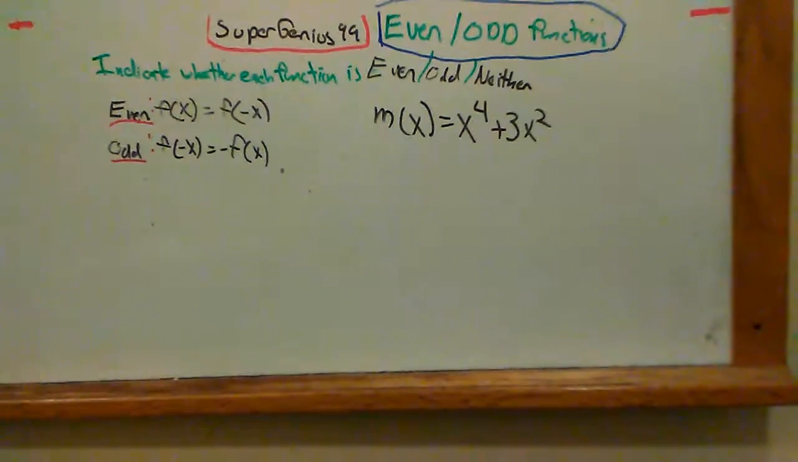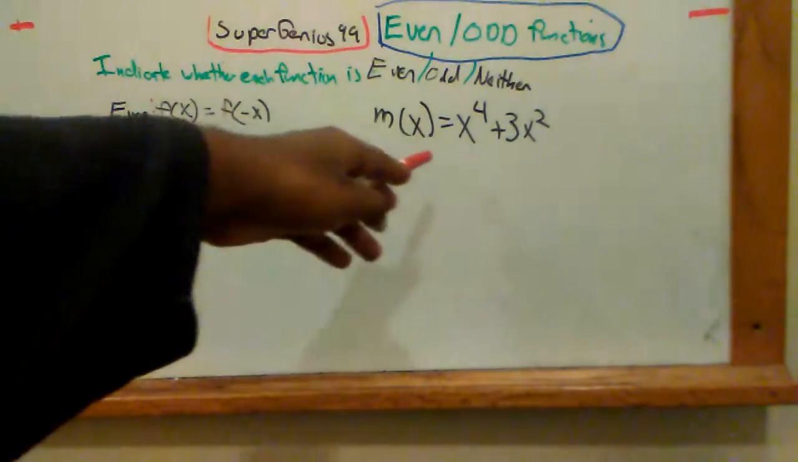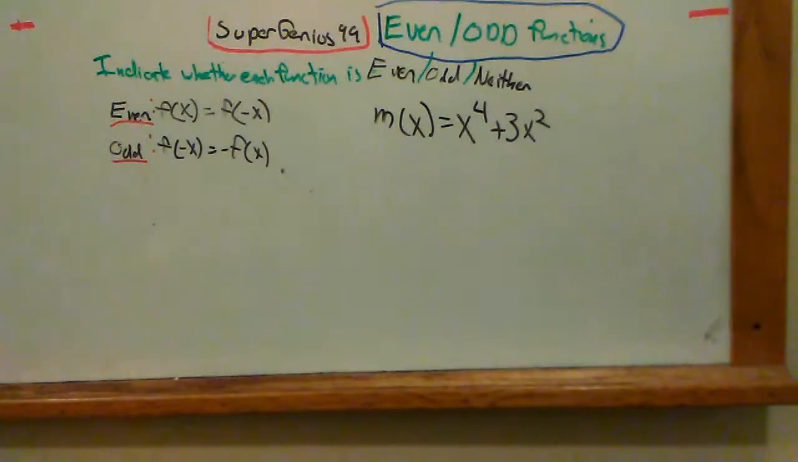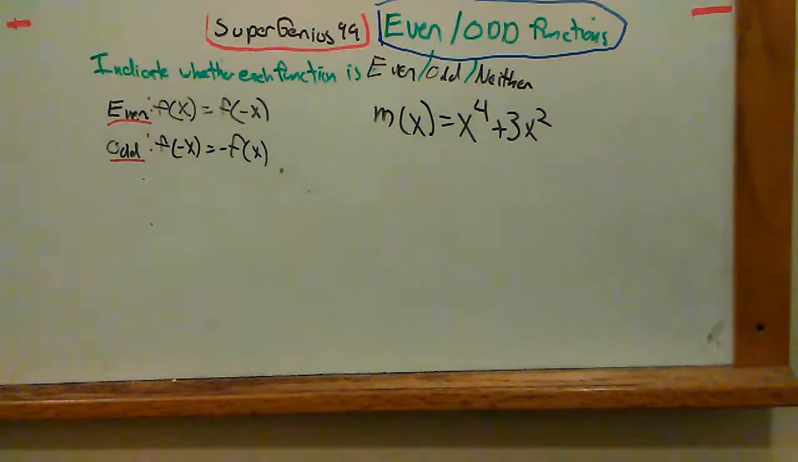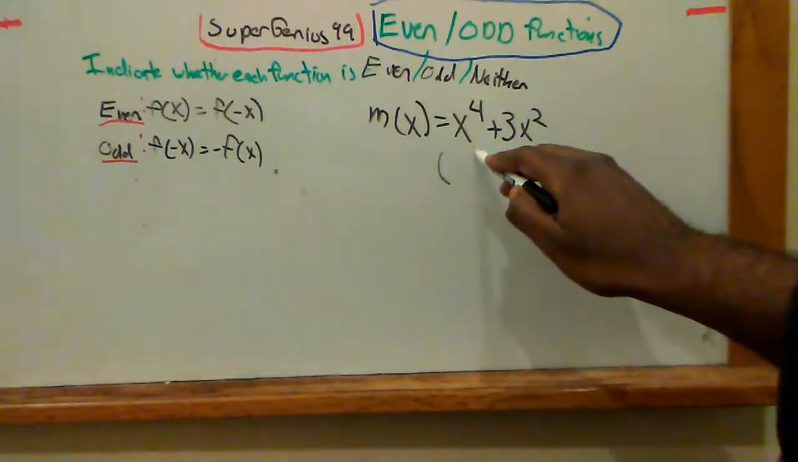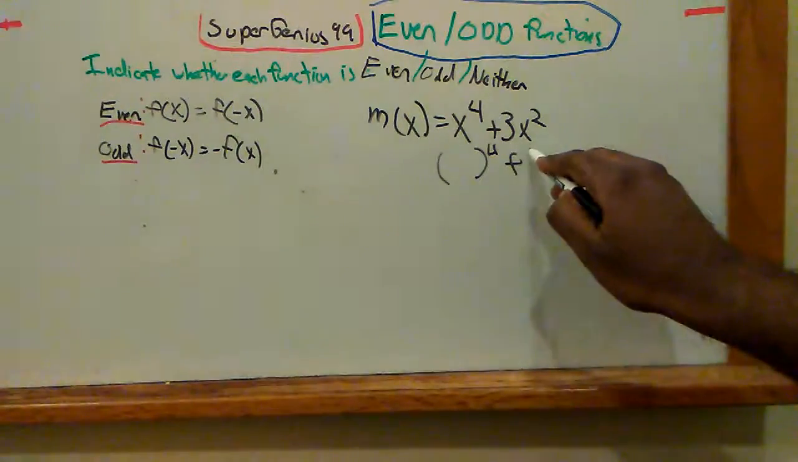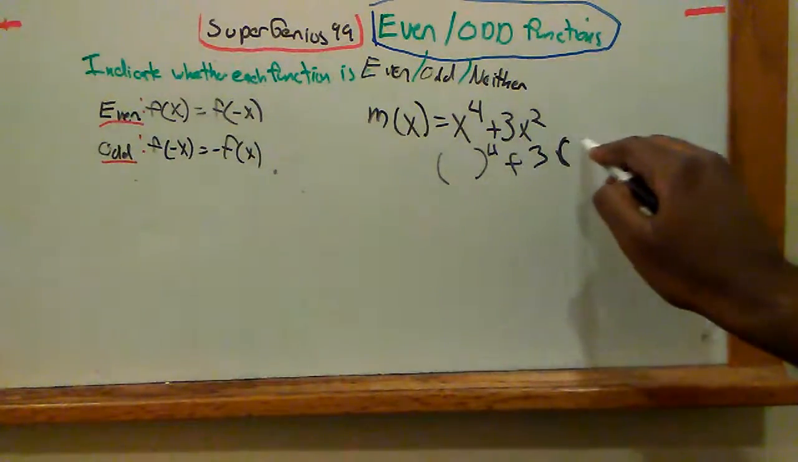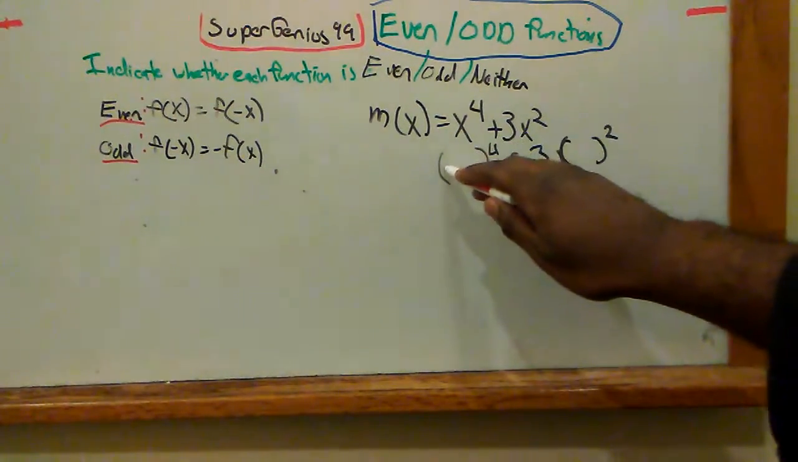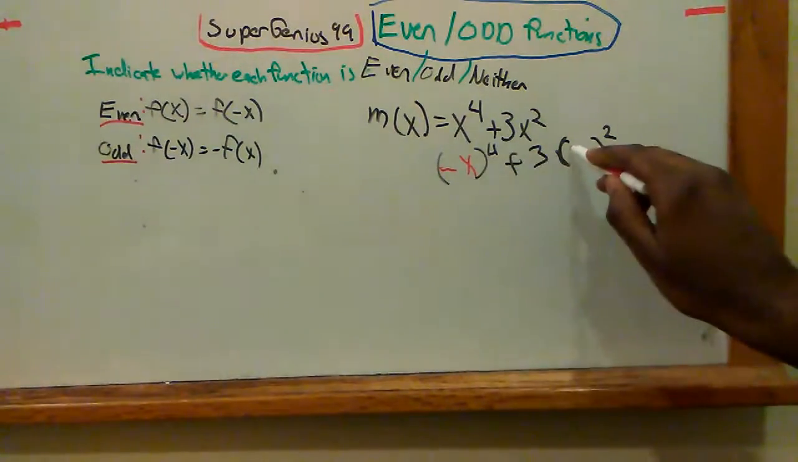Okay, here we have m of x is equal to x to the fourth plus 3x squared. So all you have to do is just one time plug in a negative x and just see what the result is. Okay, so I'm going to plug in there. So there I'm going to put in a negative x.